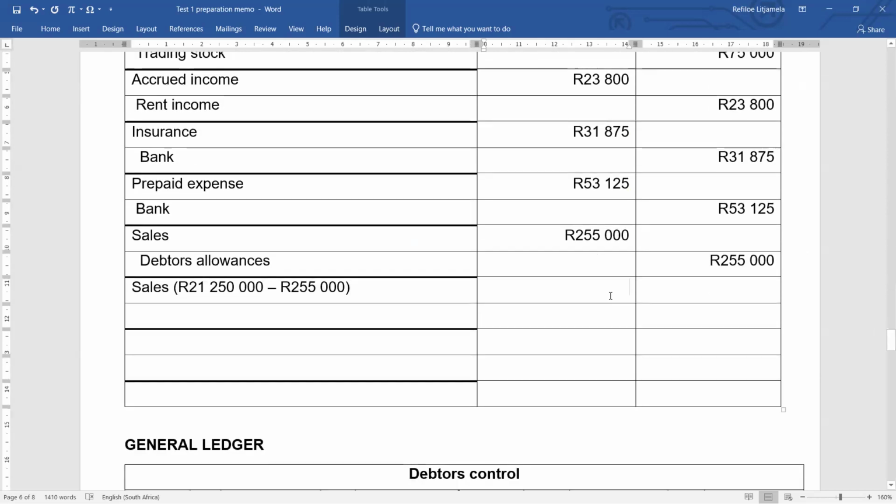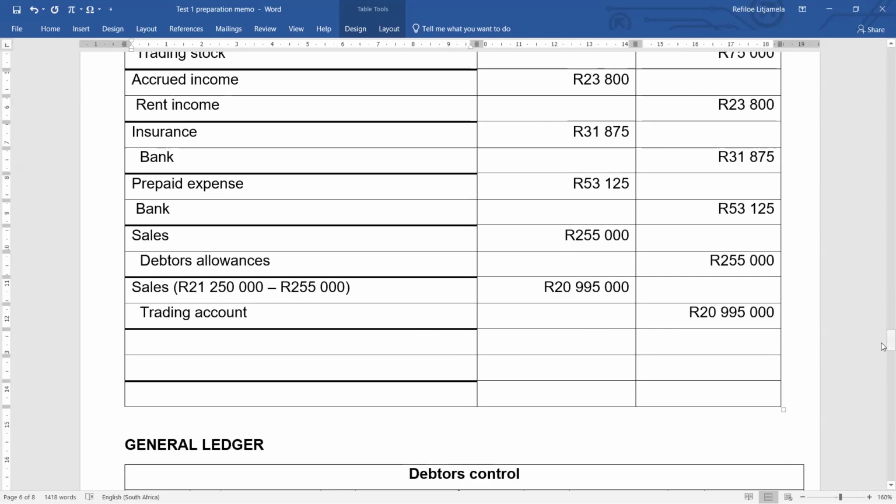The fact that I'm debiting sales, it means that sales will be decreasing, and sales will decrease by the total amount of sales that is left, okay? And that will give me 20,995,000, okay? 20,995,000. All of that, I'm going to take it to trading account, okay? So on the credit side of trading account, I'm going to have 20,995,000. That's it.